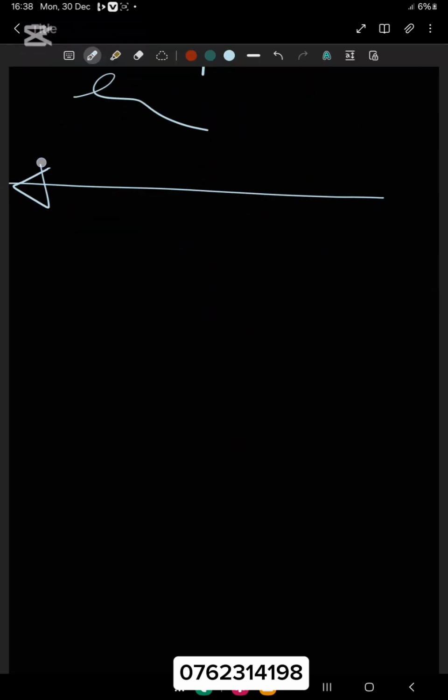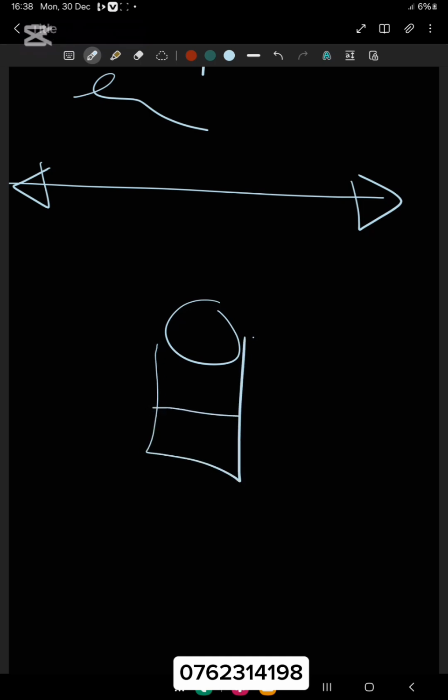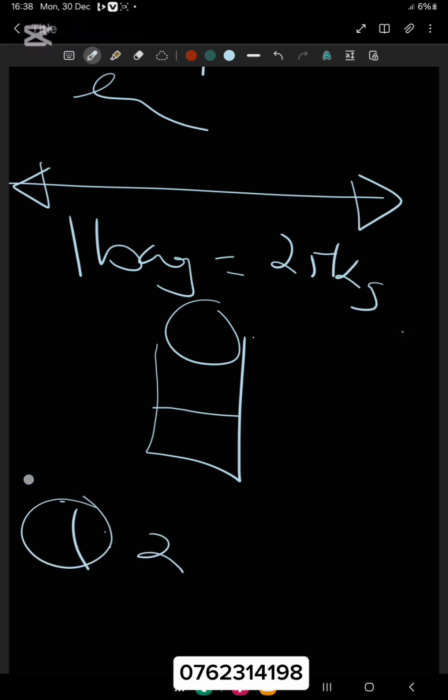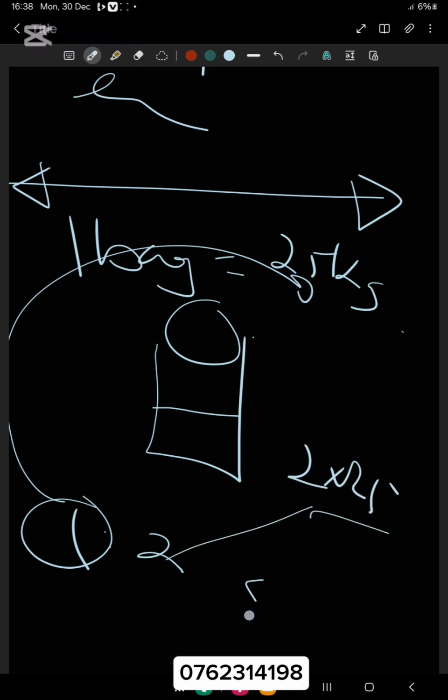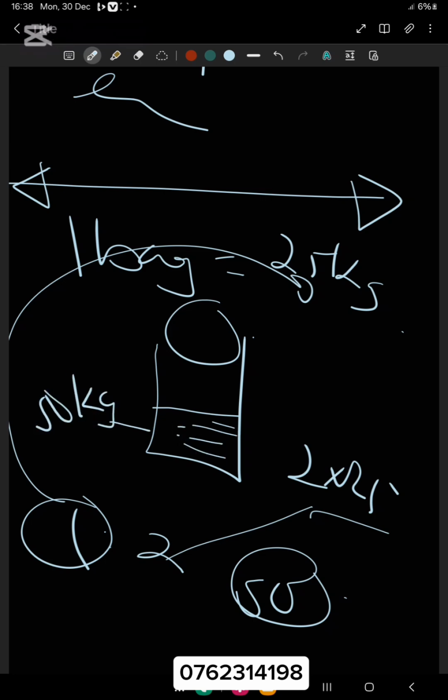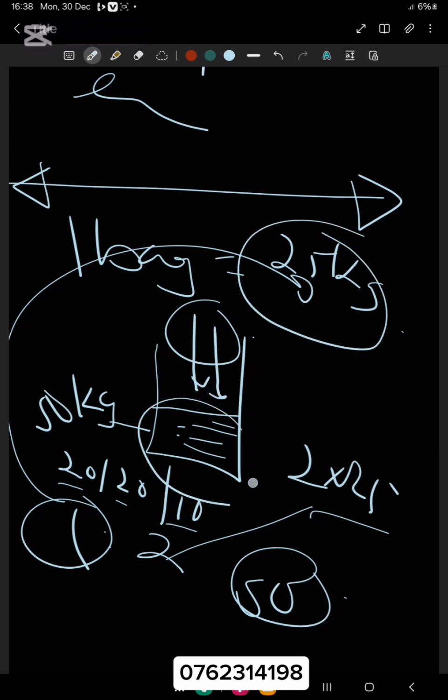So when mixing caustic soda, you put water in a drum. If you have 1 bag of caustic soda, which is 25 kgs, you have to use the ratio of 1 to 2, meaning that 2 times 25 is 50, so water is 50 kilograms. This is a 20 liter and a 10 liter jerrycan. So this is 50. The first one that enters is water.